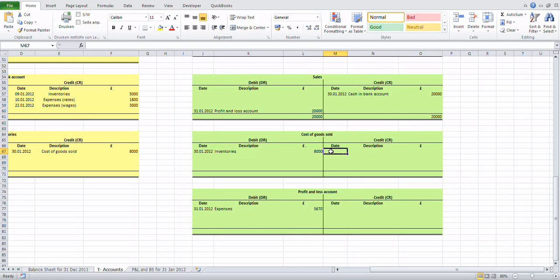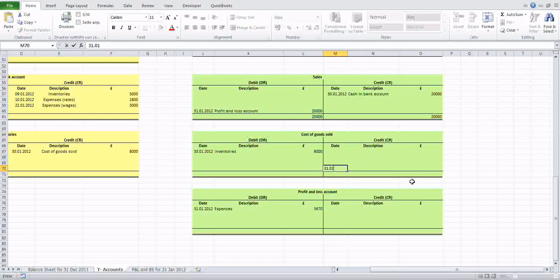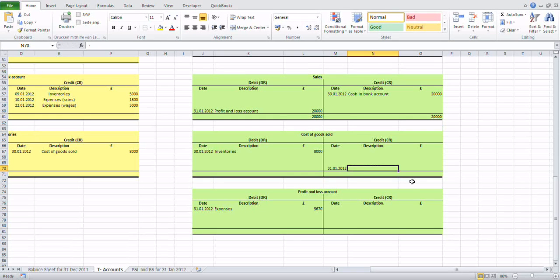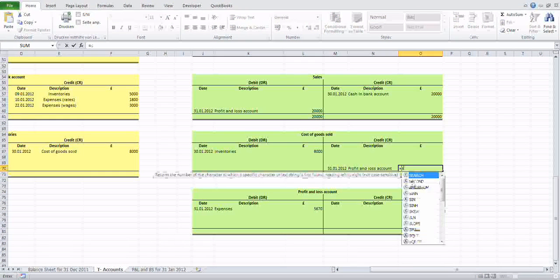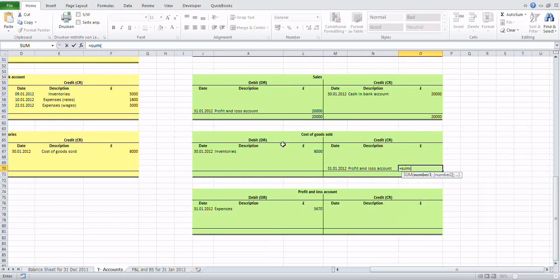Cost of goods sold. Select the last appropriate line. Profit and loss account. The sum of the larger side, which would be here, minus the sum of the smaller side, which would be here. Close. Press enter, 8,000. This is exactly what should come to pass.